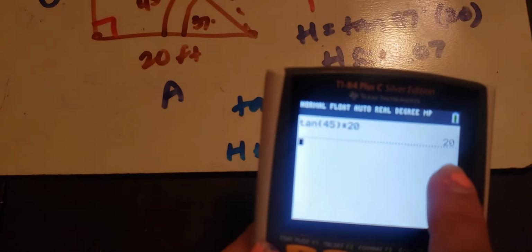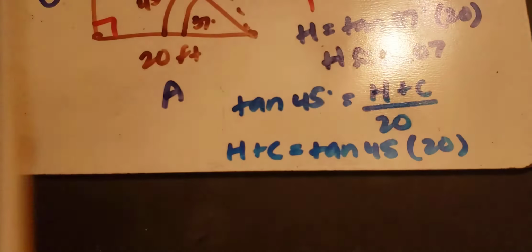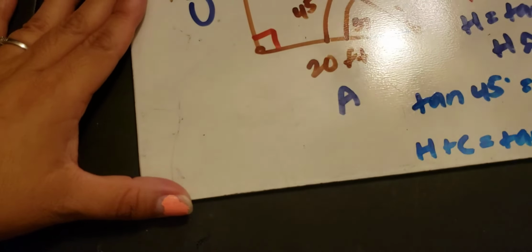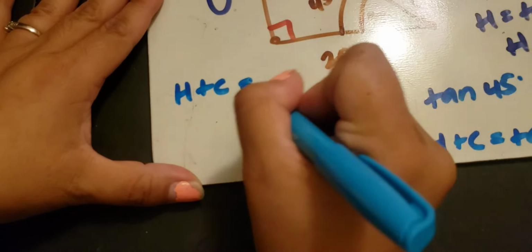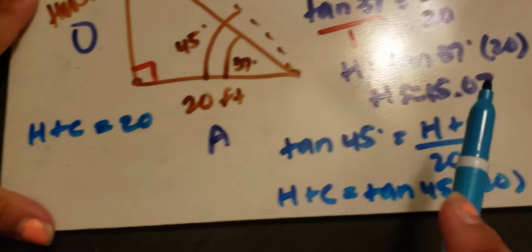So tangent of 45 degrees times 20, and you should get approximately 20. Look at that. It's actually perfect, right? 45. So H plus C is 20. Let me write that over here because I ran out of room over there. H plus C is 20. But we know that H is 15.07.